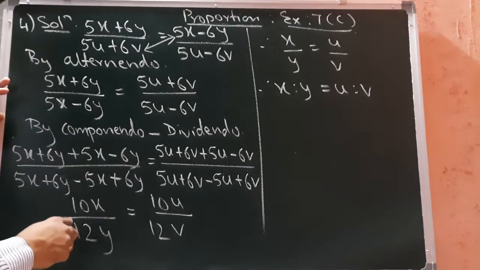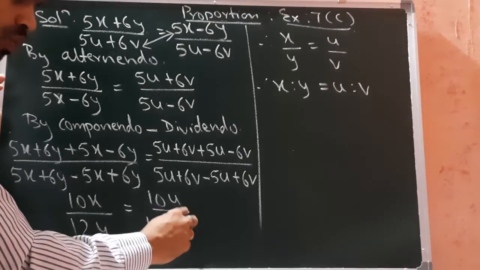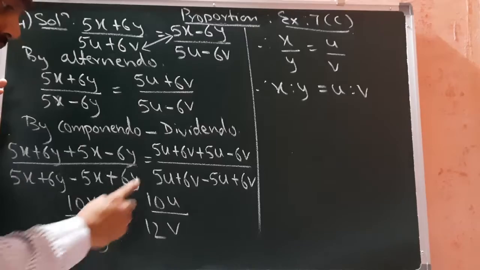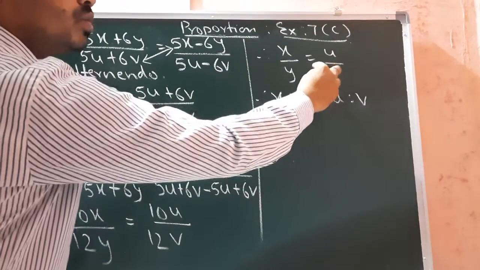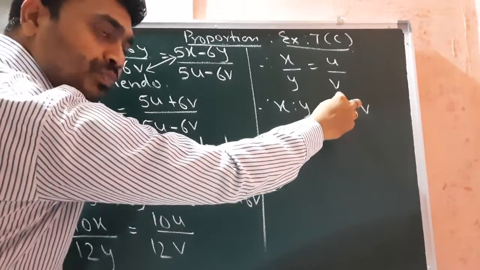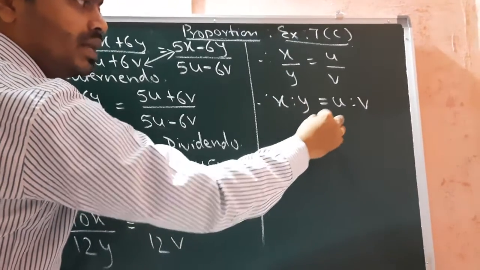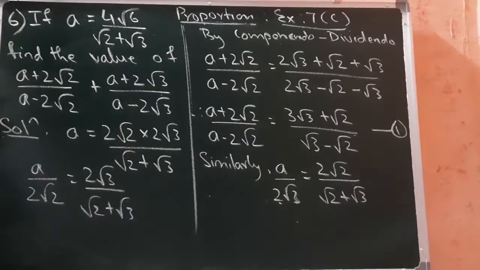So when you are adding, we get 10x upon 12y is equal to 10u upon 12v. On both the sides we have 10 by 12, so it gets cancelled. We get x upon y is equal to u upon v. Since they are asking in the ratio form, x is to y is equal to u is to v. That is the answer.